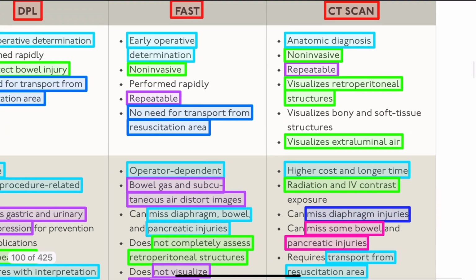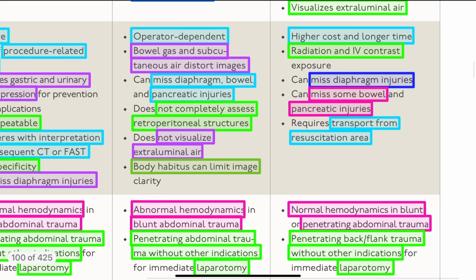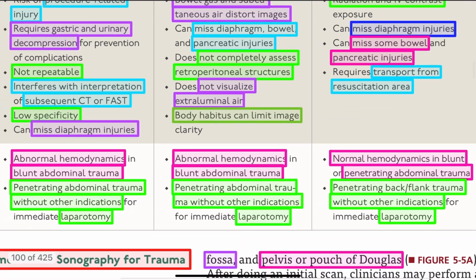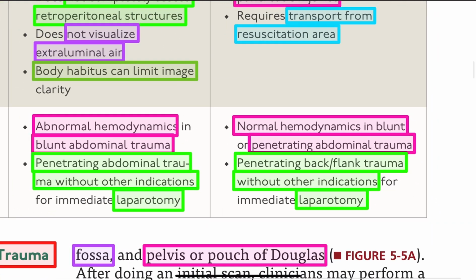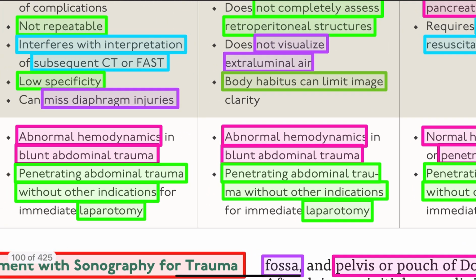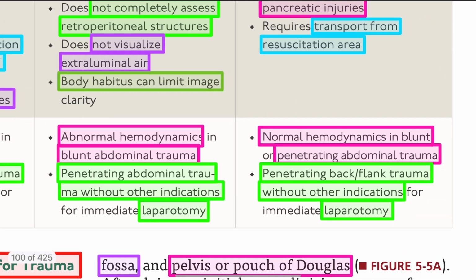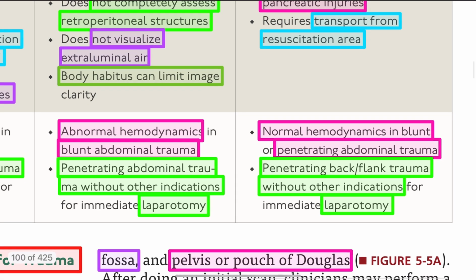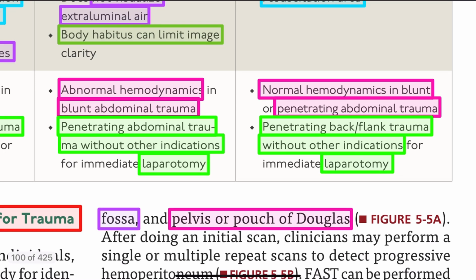So DPL and FAST can be done with resuscitation, but for CT scan you have to take the patient out of the resuscitation area. The indication is normal hemodynamics in blunt or penetrating abdominal trauma. So remember, the indication for DPL and FAST is abnormal hemodynamics, but CT scan has to be done in normal hemodynamics in blunt trauma or penetrating trauma. So normal hemodynamics is important. Or in penetrating back and flank trauma without other indication for laparotomy.